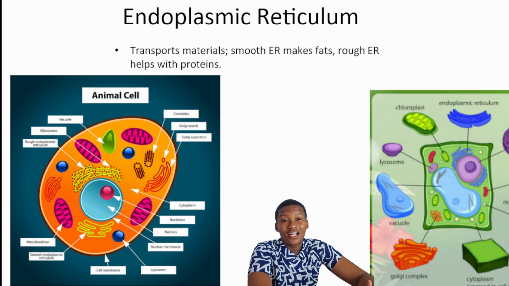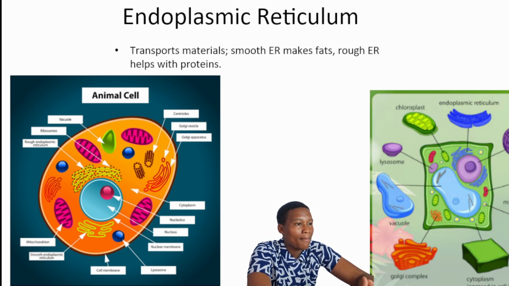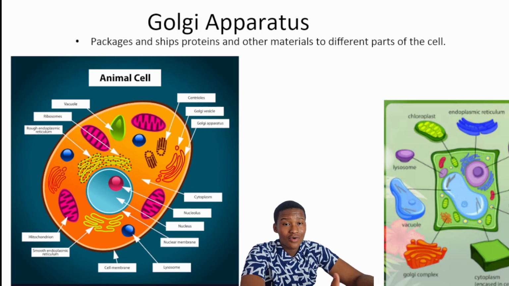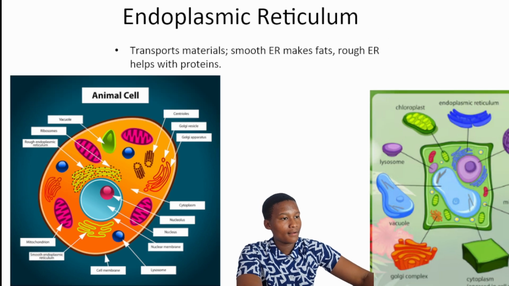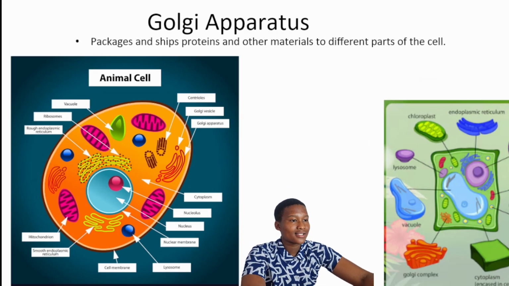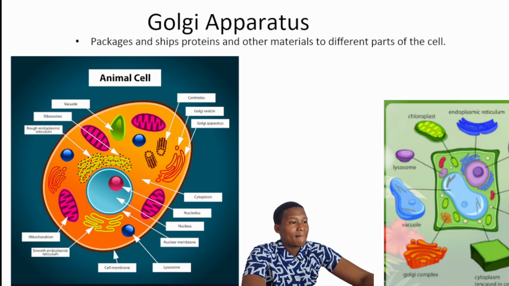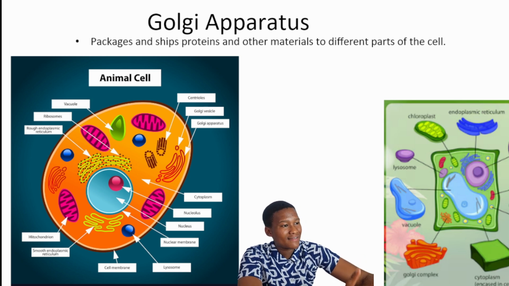Endoplasmic reticulum. It transports material; smooth ER makes fats, rough ER helps with proteins. The Golgi apparatus: when the endoplasmic reticulum transports those materials, those proteins, those fats, the Golgi packages the proteins and ships them, and the other materials, those fats, to different parts of the cell.